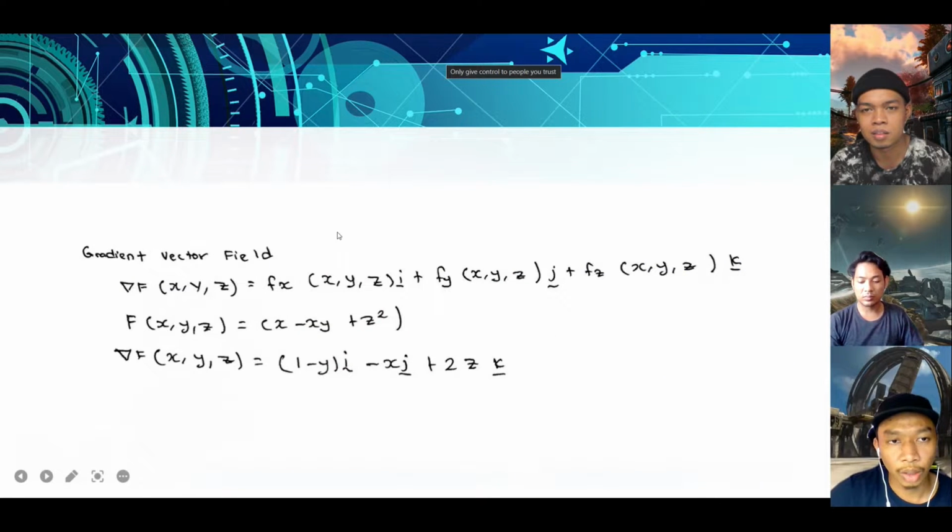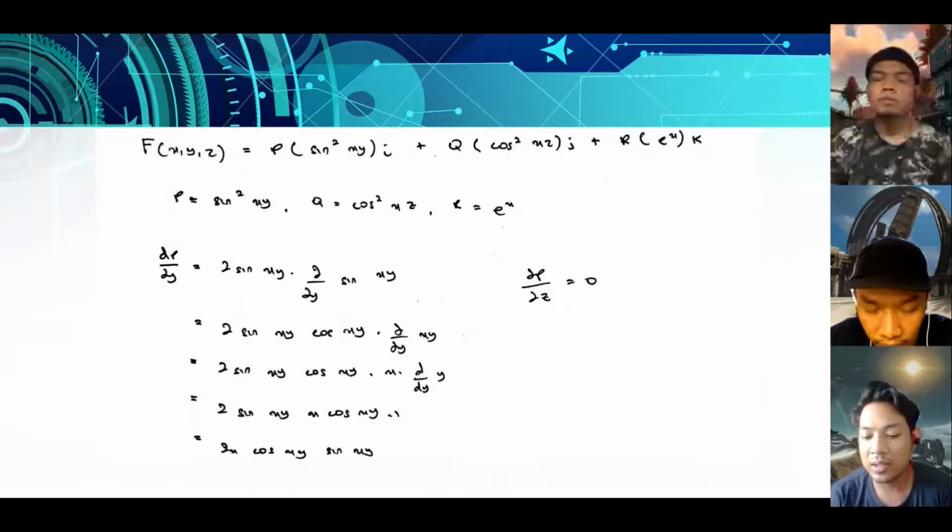For the next question, I will discuss gradient vector field. This is my formula, and right here is my question. So the question is f(x, y, z) equal to x minus xy plus z squared. From here, this equation will be differentiated with respect to x, y, and z. And then we will get the answer: gradient f(x, y, z) equal to (1 minus y) i minus x j plus 2z k.